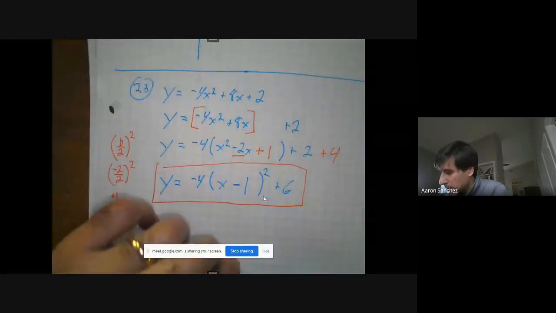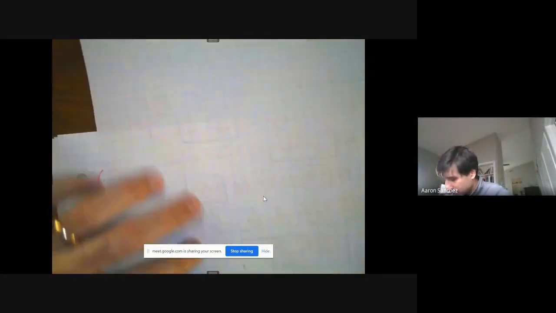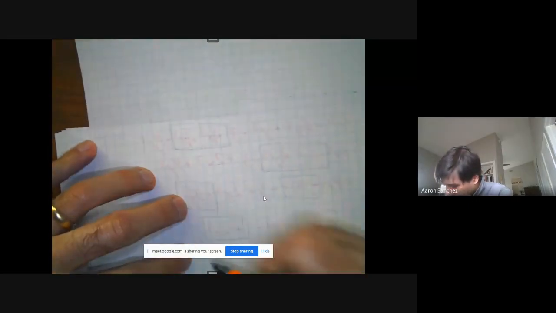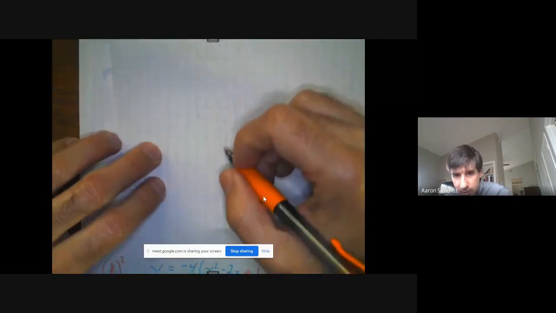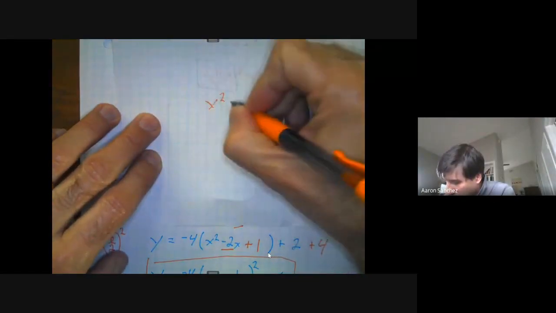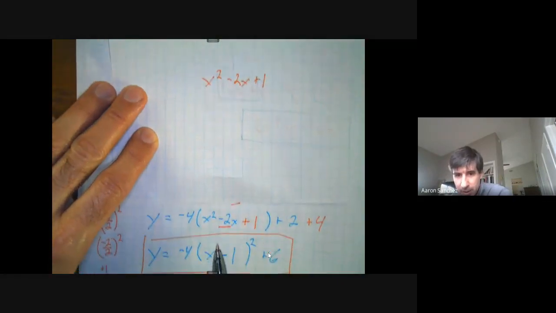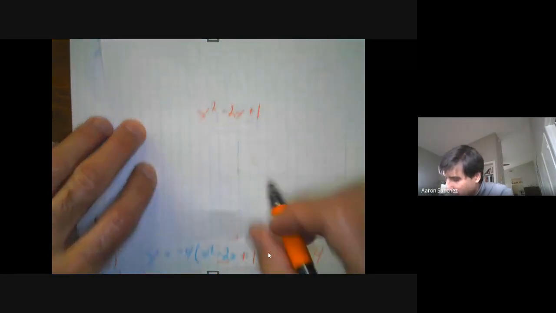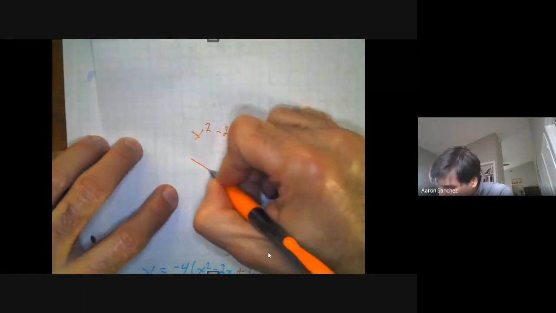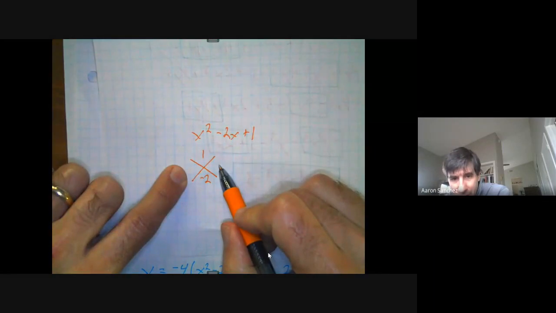Okay, so let's do a little side project here. I have x squared minus 2x plus 1. I'm just focusing on this part of the equation. So how does it become x minus 1 squared? Do you guys remember how to factor? This is how I showed my students. What times what equals 1 and adds to negative 2? What are two numbers that multiply and equal 1 and add and equal negative 2?